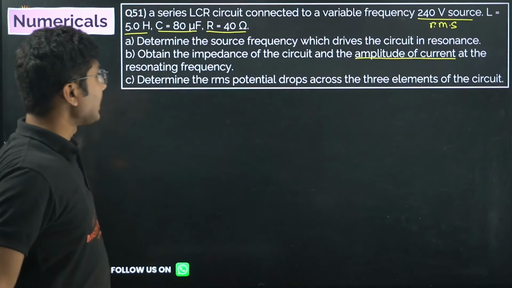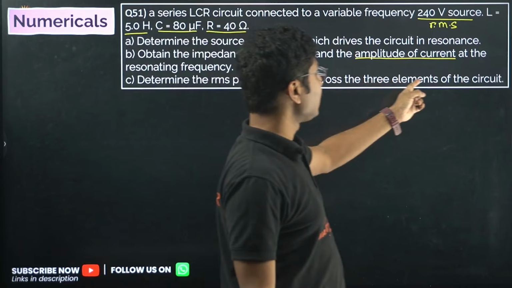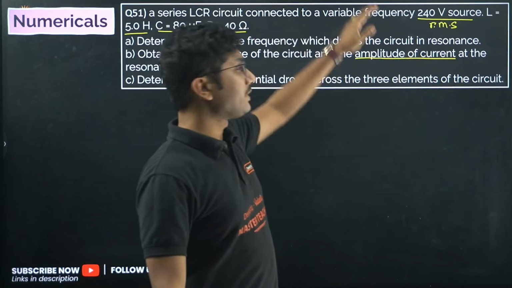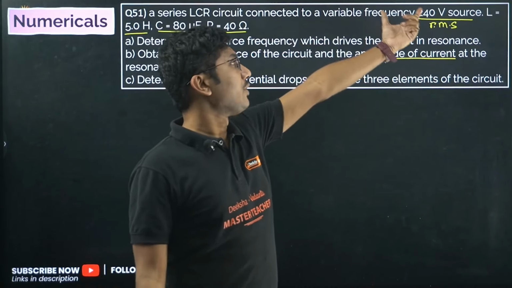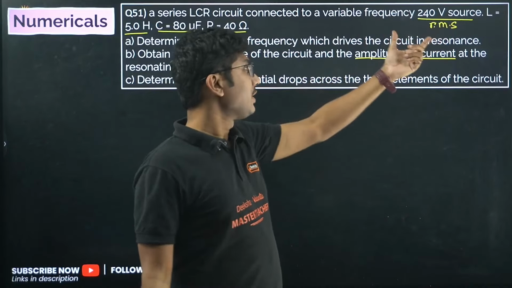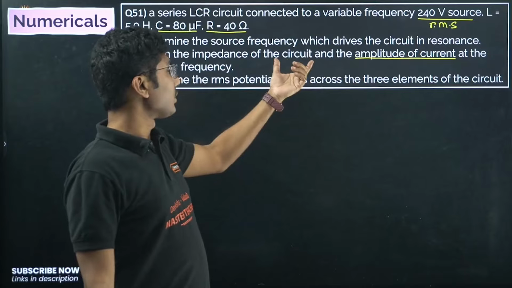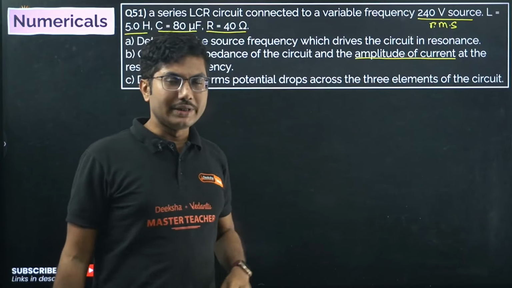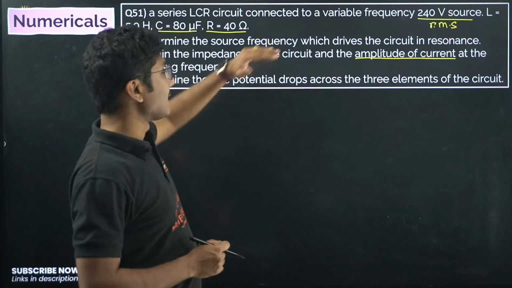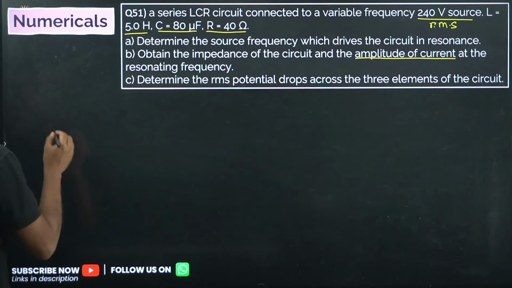Determine the RMS potential drops across the 3 elements of the circuit. As I mentioned, if nothing is mentioned specifically, you can take this as RMS voltage. So from this voltage you can easily calculate the last part. The second part is a little bit tricky. But let us first start with part A, that is calculating the resonance frequency.